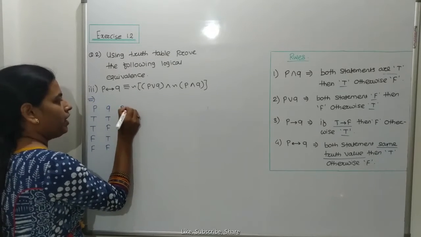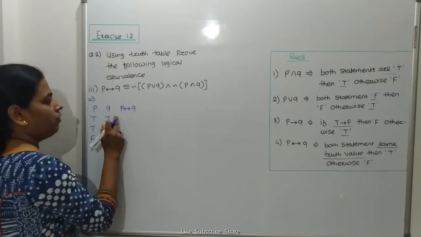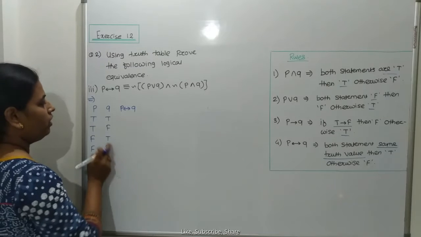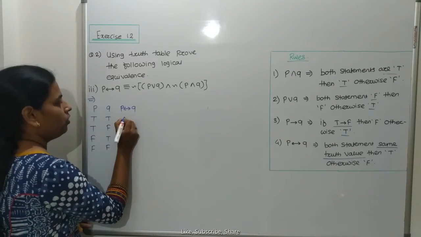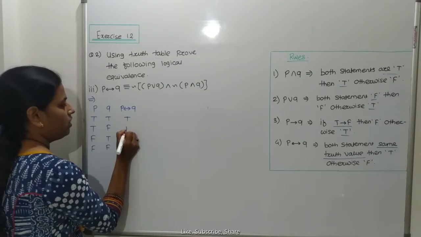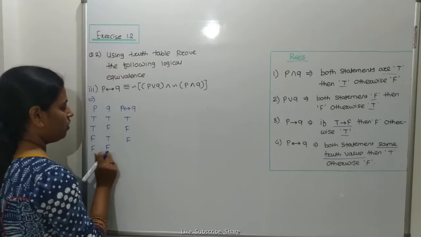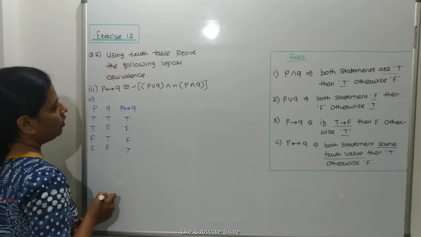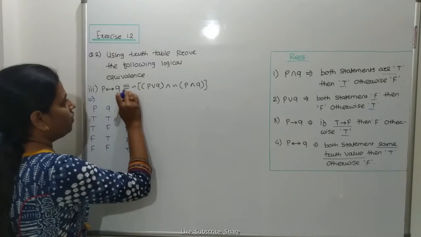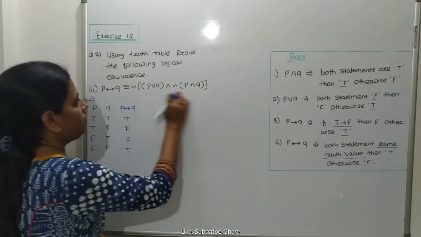P double implication Q. Okay. When you get the same truth values as the first statement, then you write true. So true, true, true here. True, false: different truth values, that means false. And false, false gets true. Okay. False, false gets true here. Now this one part is completed. Now next we have to solve this one.